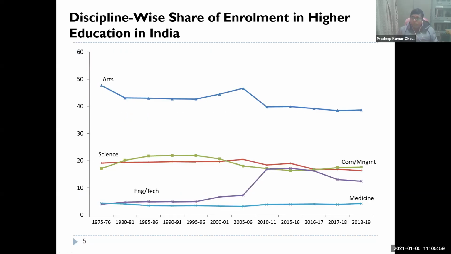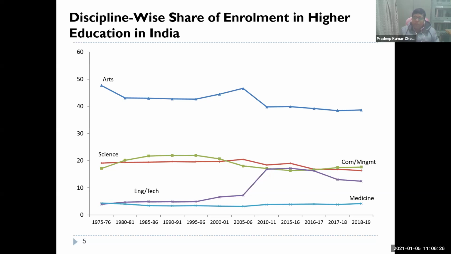Okay. Some of the points I have already raised in my slides. Let me clarify them with the secondary information or data that is available in the public domain. You see the discipline-wise share of enrollment in higher education in India. I have given it for arts, science, commerce. The source is the All India Survey of Higher Education, AISHE, and selected educational statistics available on the MHRD website.